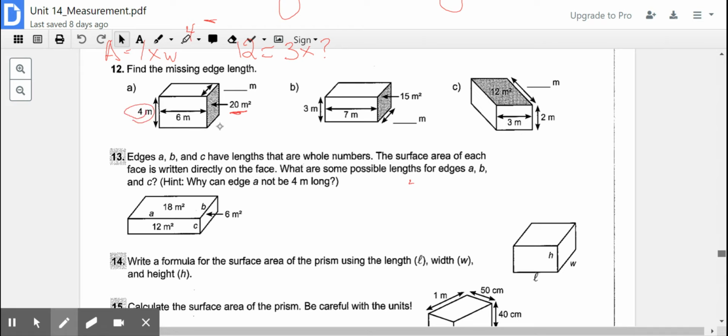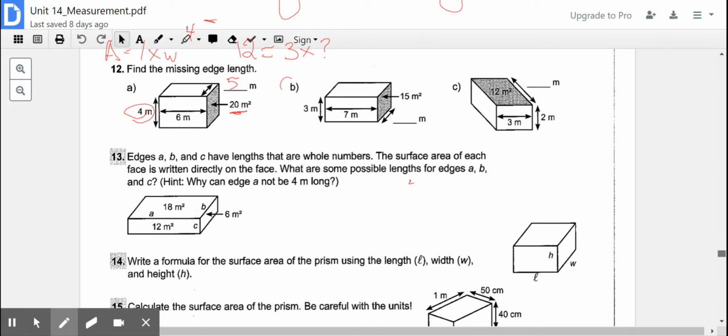Okay, and that means the height and the length and the width of this is multiplied to make 20. 4 times 5 is 20. Okay, the 6 doesn't matter. I don't need that one for this one here, 6 meters. But to find the right side, it's going to be 4 meters times 5 meters.